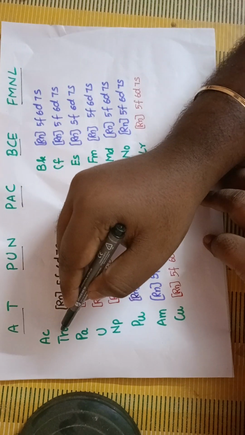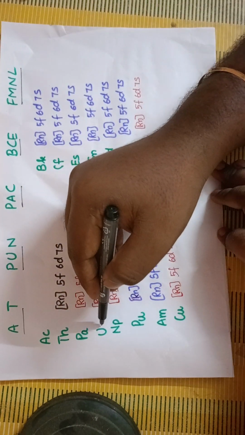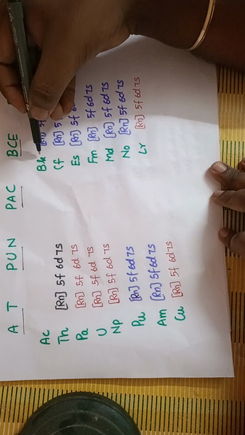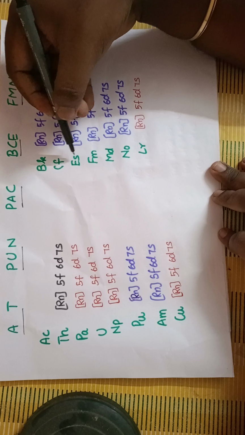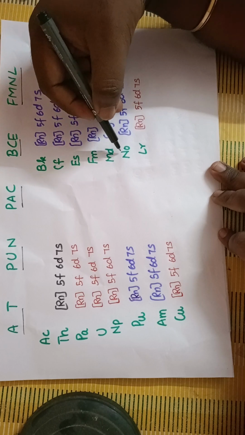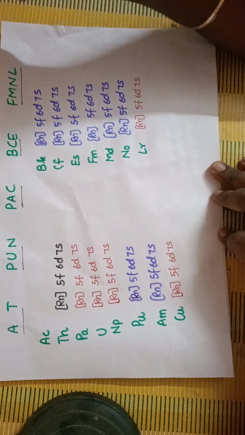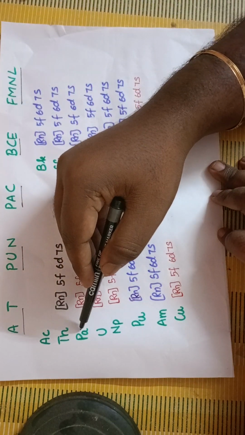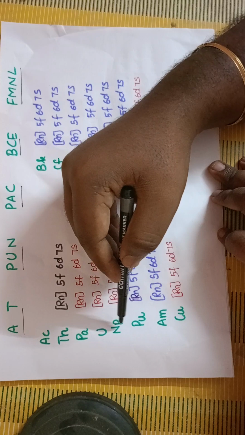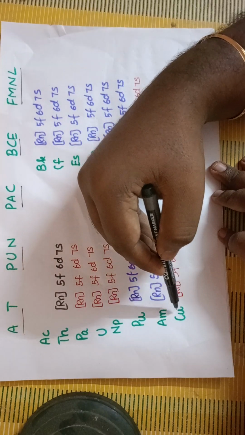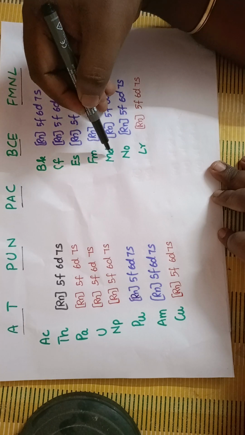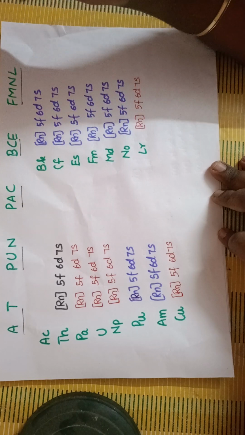Actinium, thorium, protactinium, uranium, neptunium, plutonium, americium, curium, berkelium, californium, einsteinium, fermium, mendelevium, nobelium, lawrencium. I repeat: actinium, thorium, protactinium, uranium, neptunium, plutonium, americium, curium, berkelium, californium, einsteinium, fermium, mendelevium, nobelium, lawrencium.